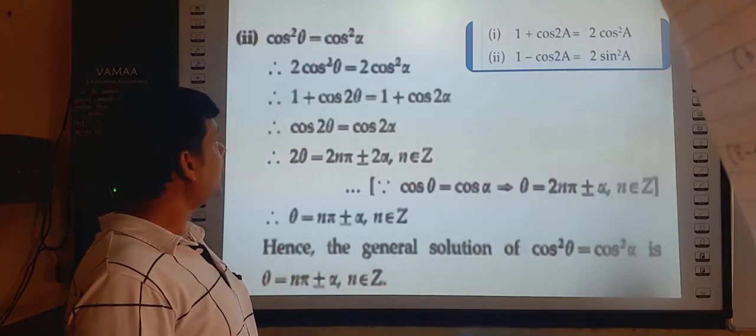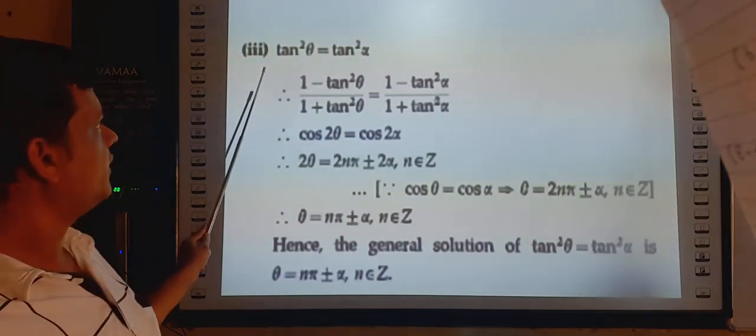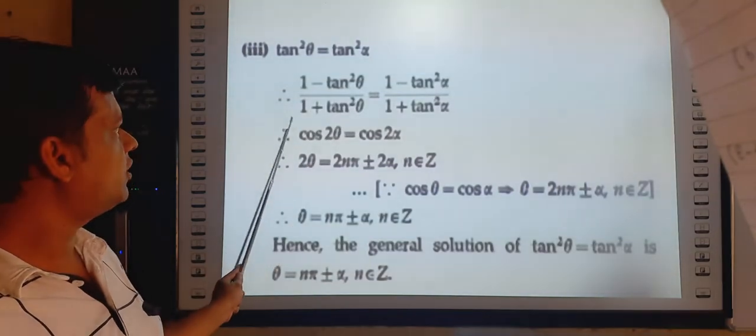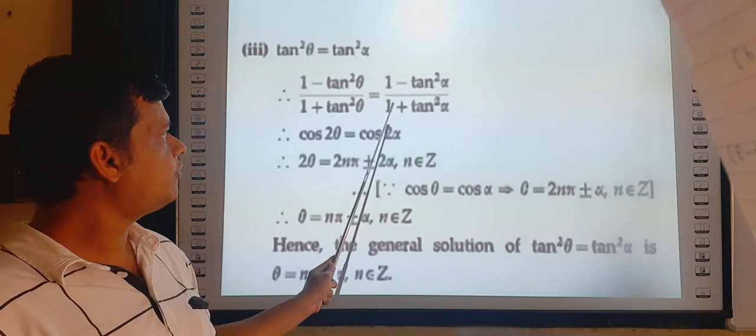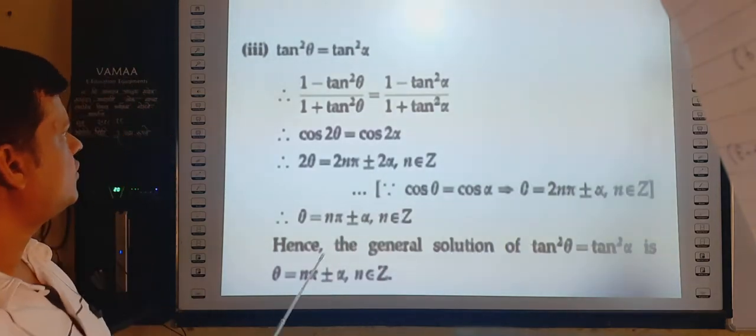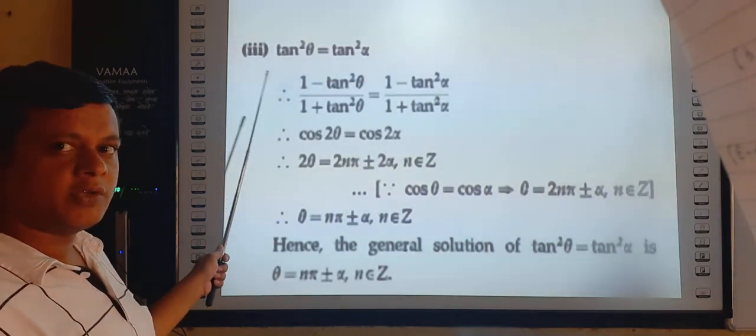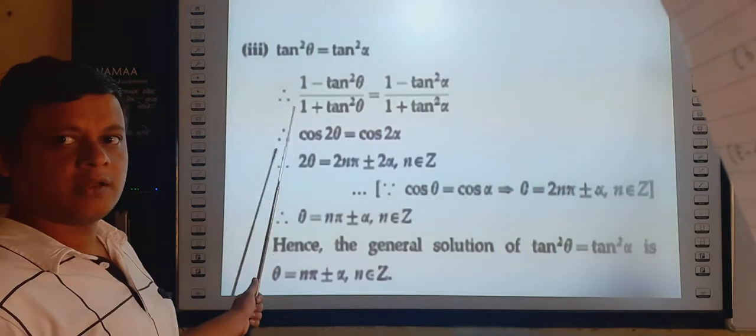Now for tan square theta equals to tan square alpha, we know the formula for tan square theta: 1 minus tan square theta upon 1 plus tan square theta. For tan square alpha: 1 minus tan square alpha upon 1 plus tan square alpha. So this is the double angle formula which we already discussed. Double angle formula, triple angle formula.